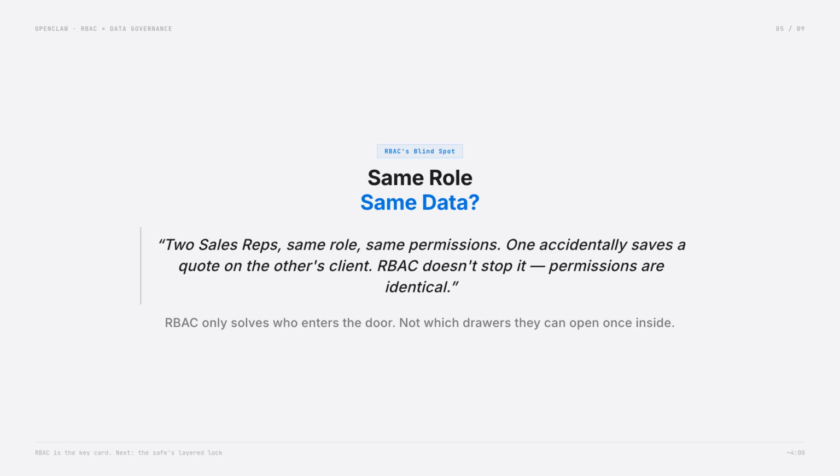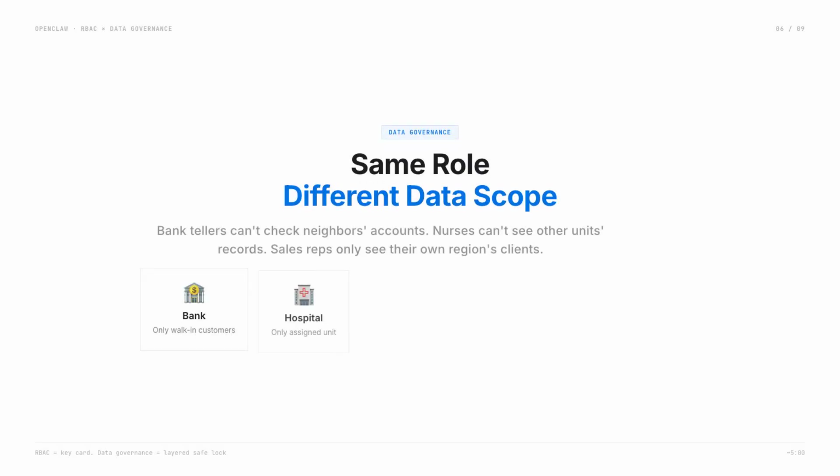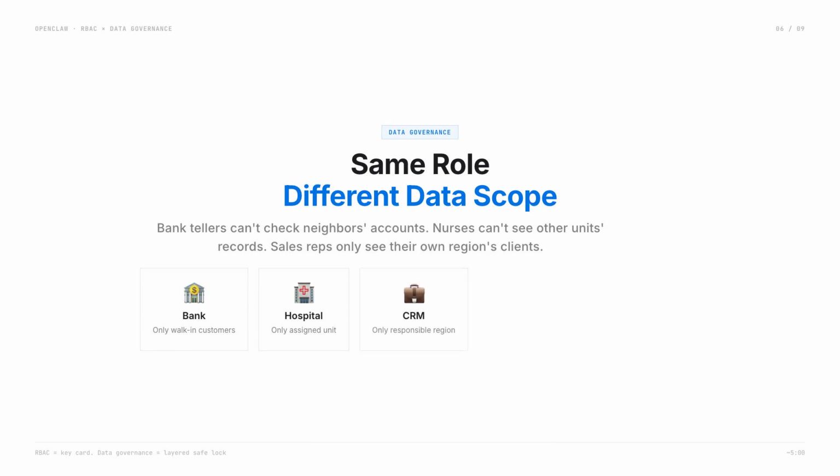Second, a hospital nurse. They can access medical records. But can a nurse in Taipei access records from a hospital in Kaohsiung? No. The system limits them to patients in their own unit. Third, back to CRM. One rep handles the north region, another the south. When the north rep logs in, the drop-down should only show northern clients. They cannot even search for southern clients. Not that they cannot edit, they cannot see them.